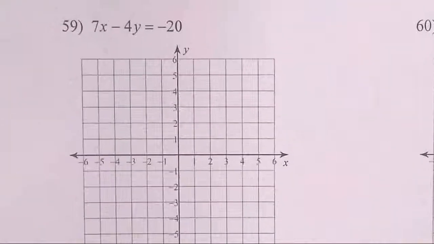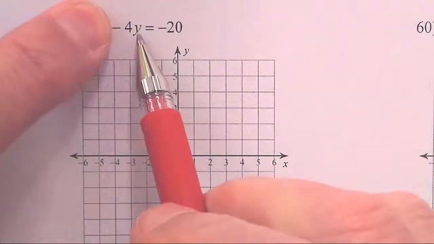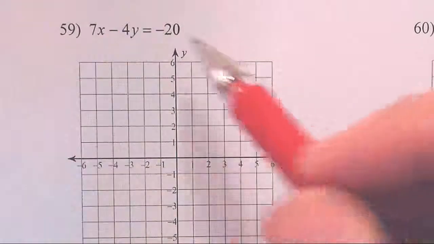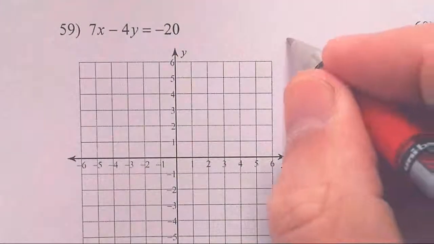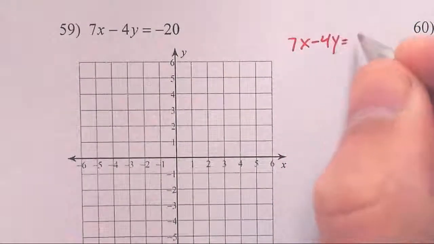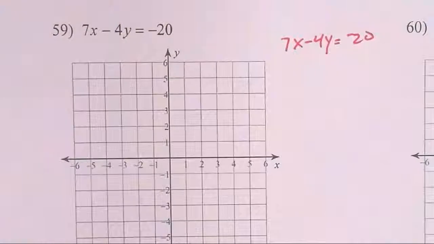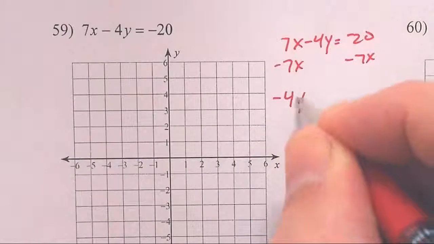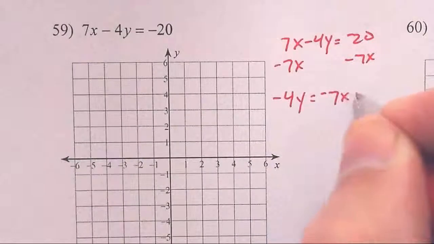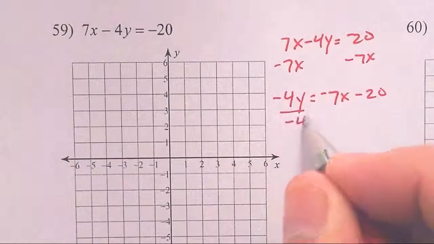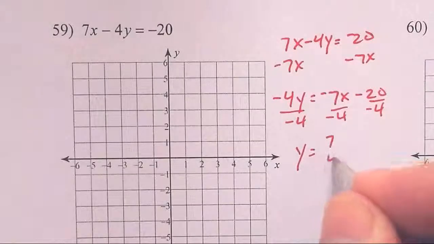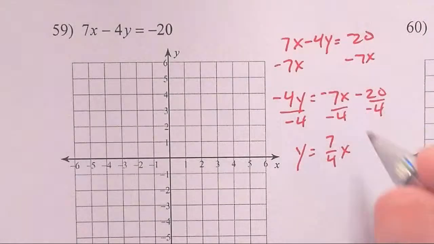Well, let's see. If x is 0, y is 5, I can see that quickly. When y is 0, I'm not so crazy about that one because I don't want to work with fractions. So we could take this equation, 7x minus 4y equals negative 20, and solve that for y. I'm going to subtract 7x. I get negative 4y equals negative 7x minus 20. Divide by negative 4 to get y alone. I get y equals positive 7/4 x, which does not reduce. Minus divided by minus is plus, and 20 divided by 4 is 5.